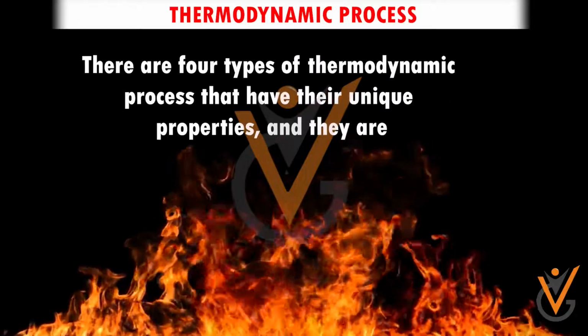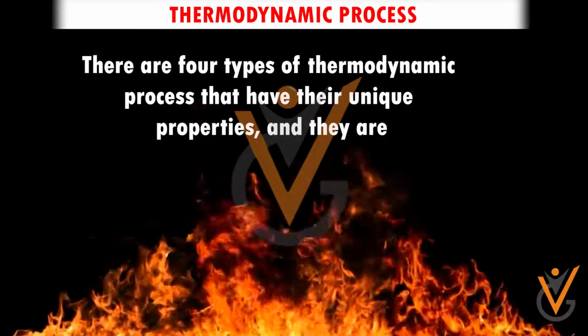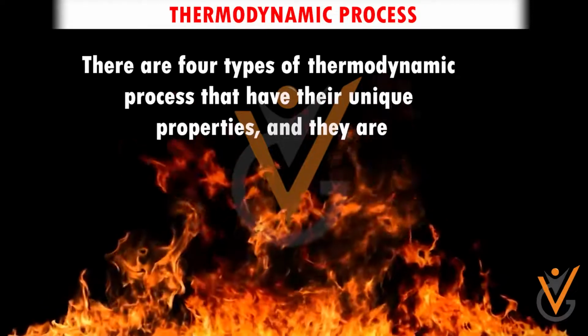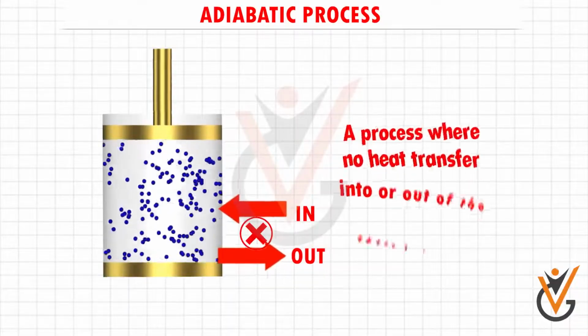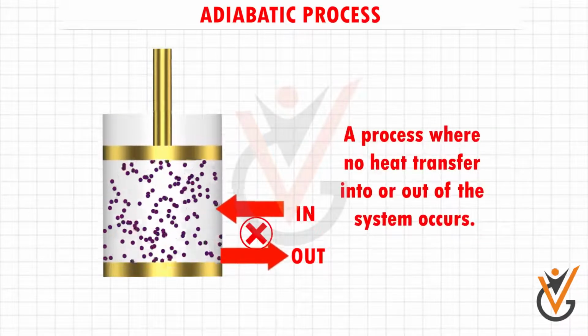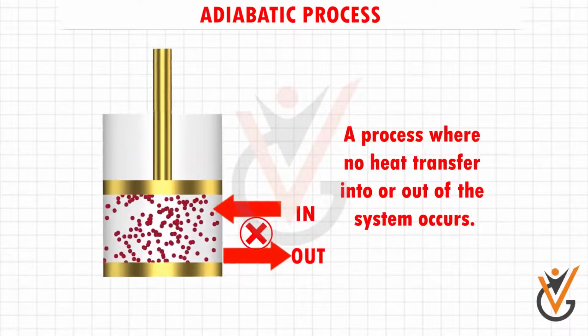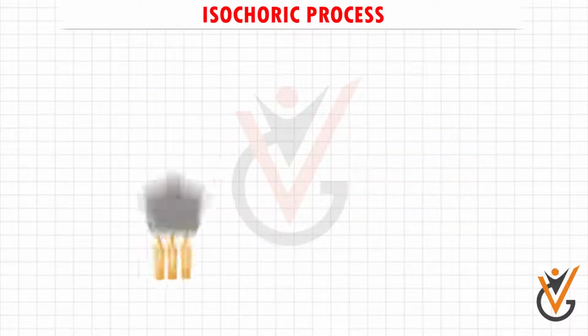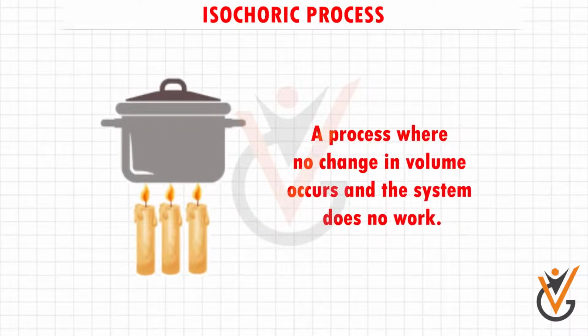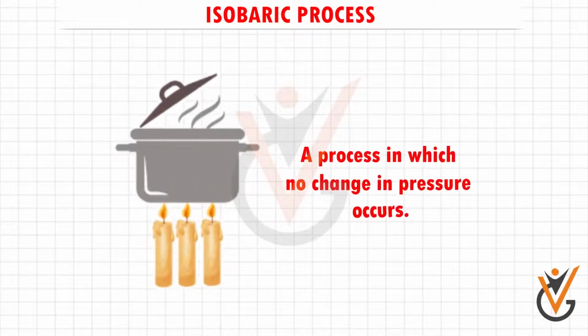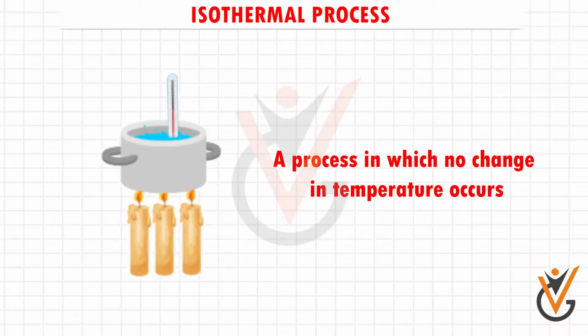Thermodynamic process. There are four types of thermodynamic process that have their unique properties, and they are: adiabatic process, a process where no heat transfer into or out of the system occurs. Isochoric process, a process where no change in volume occurs and the system does no work. Isobaric process, a process in which no change in pressure occurs. Isothermal process, a process in which no change in temperature occurs.